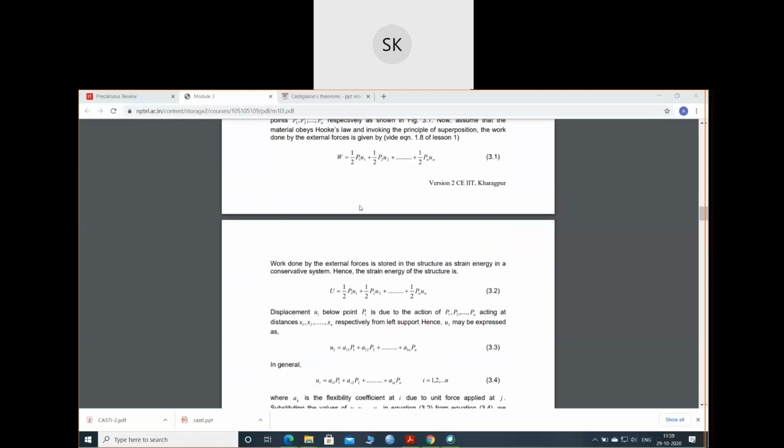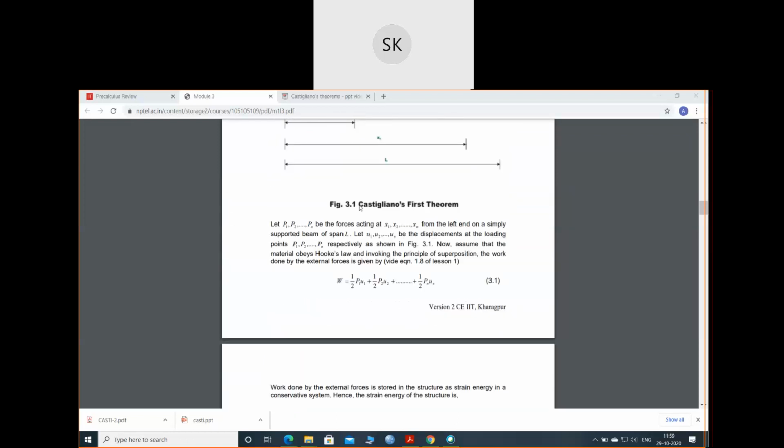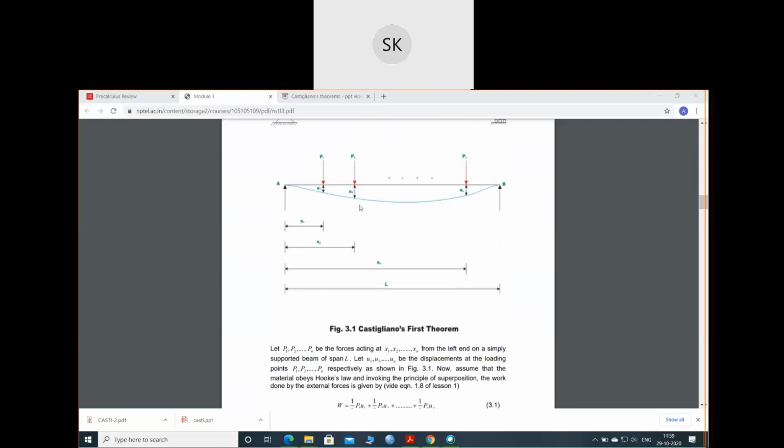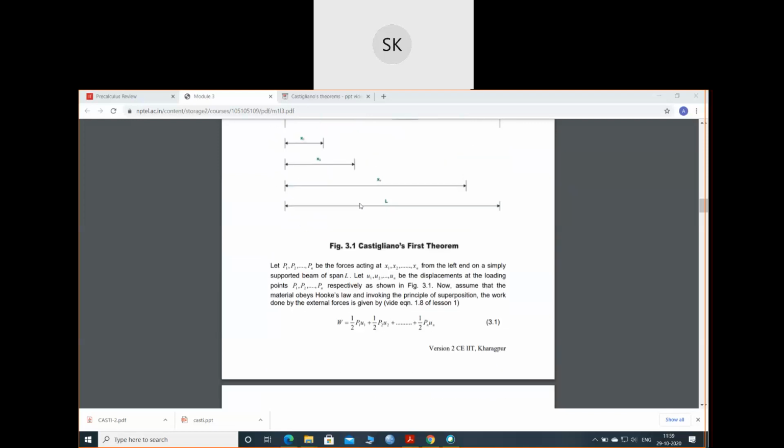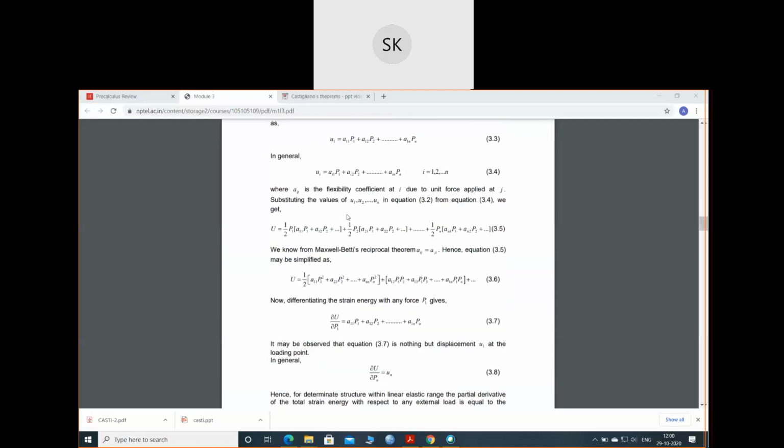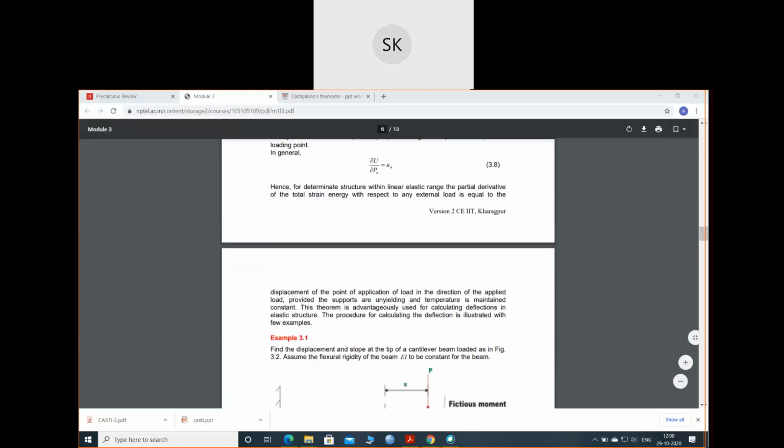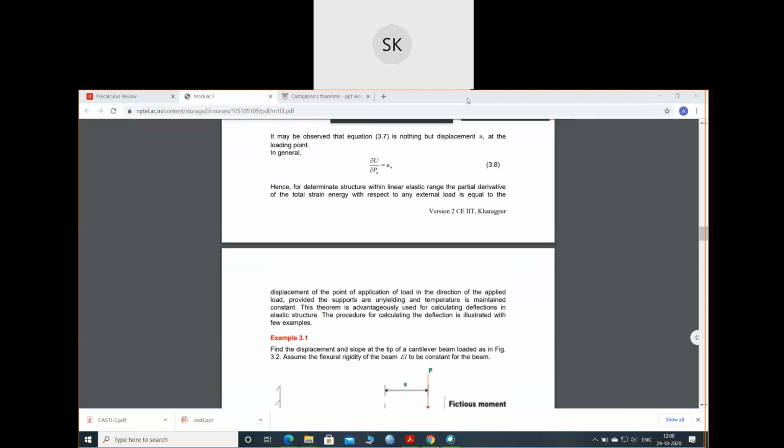Castigliano's theorem says that the deflection at any point in a structure, in a beam, is the partial derivative of the strain energy at that point divided by the load at that point. Okay. There are so many students, only 34 students. Only 2 are replying. What about the others?